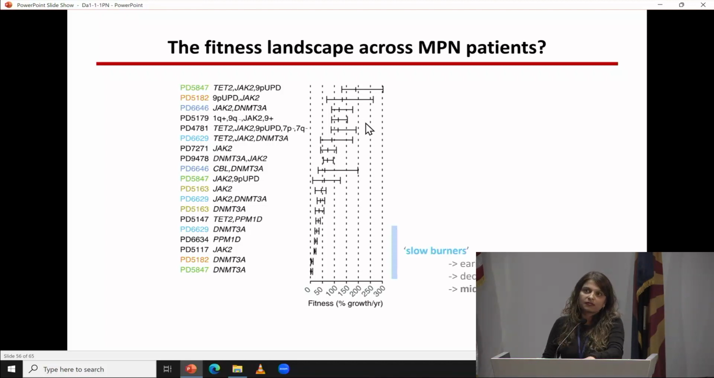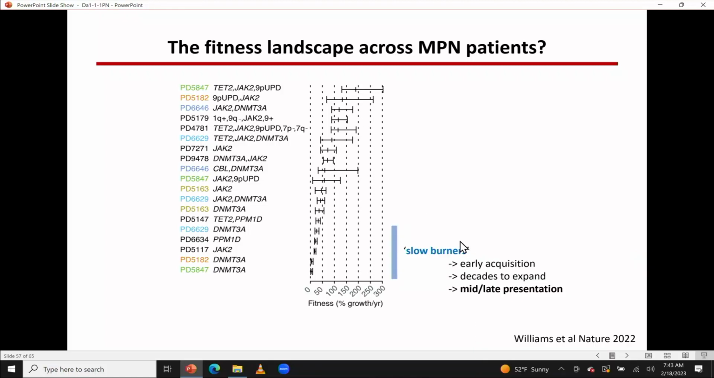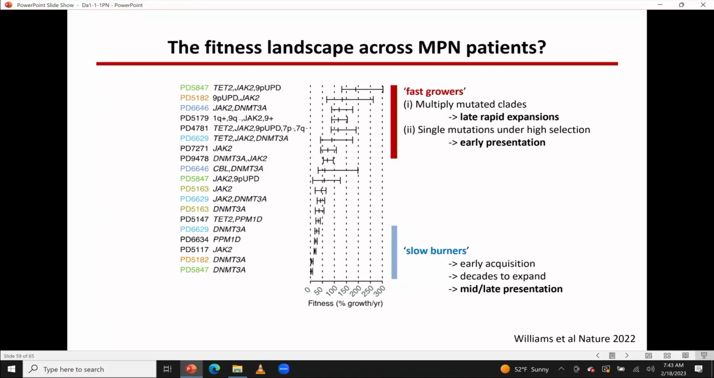In the majority of patients, it's slow burners. It occurs early, it takes decades to expand, and in those individuals, the MPN generally presents late in life or in midlife. There are two routes to clones that are growing fast. They either have multiple mutations, because they've acquired the second thing and the third thing, and because of that they've been boosted, there's a bit of acceleration. Or occasionally a single mutation can grow a bit more quickly. And in those situations, you have the individuals who present earlier in life, maybe under the age of 30. And so what we're beginning to realize is the same mutation can grow at different rates in different individuals.